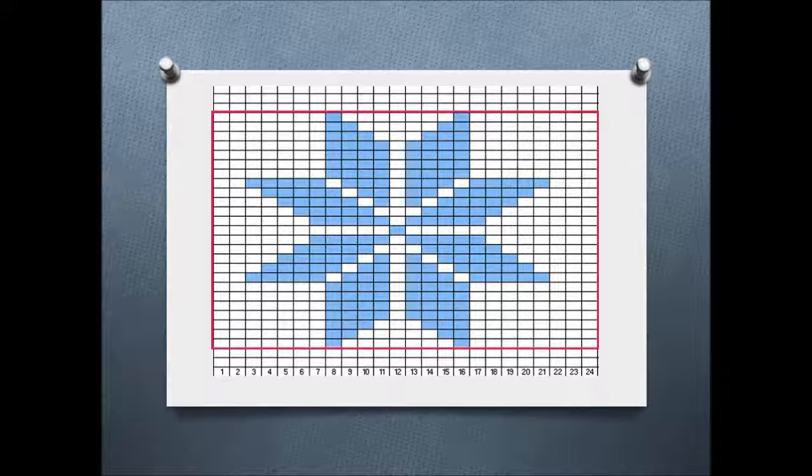So here we see a standard kind of Norwegian snowflake design, and you can see that there are a lot of white stitches and background stitches surrounding a bold Norwegian snowflake motif. So how would we incorporate and apply that invisible stranding technique to this particular design?